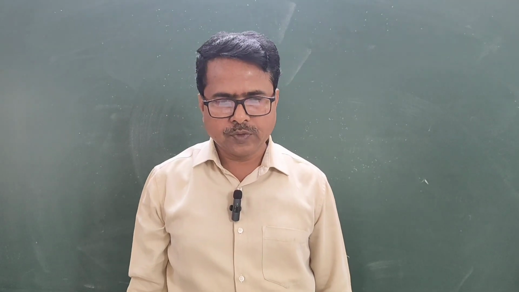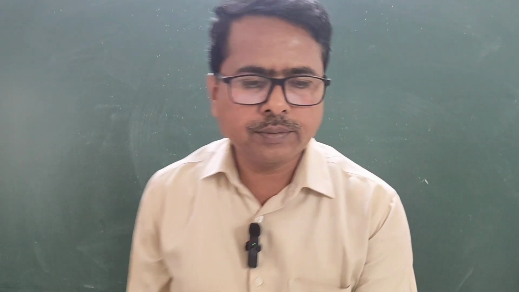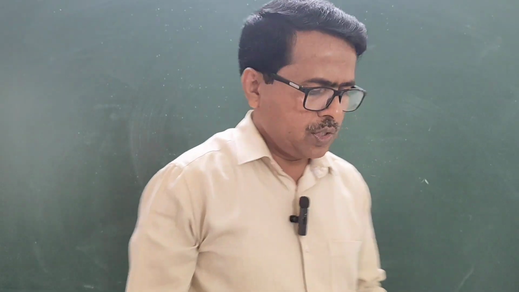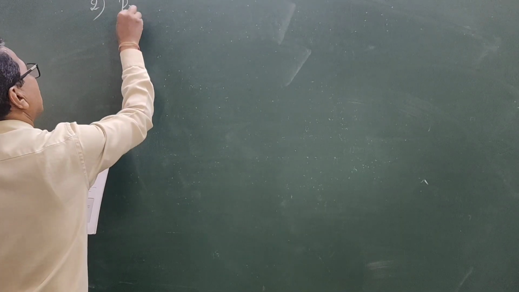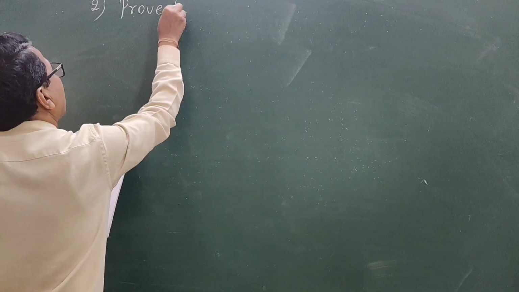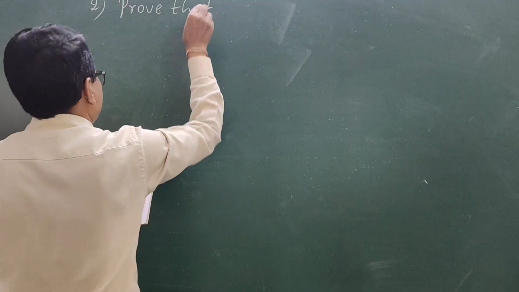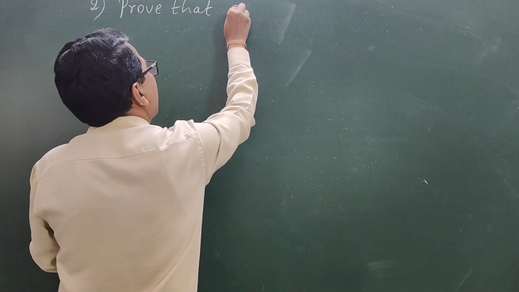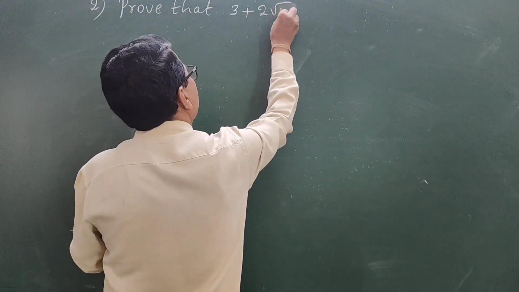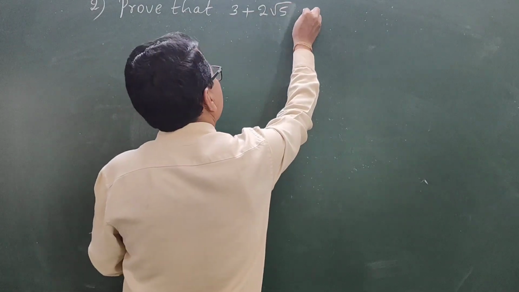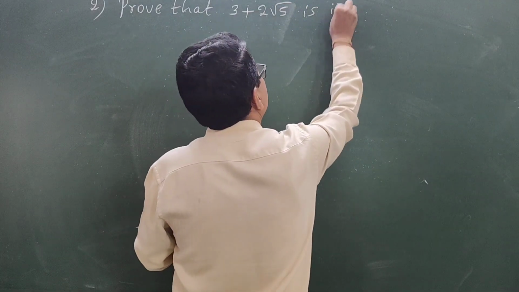In the exam, okay, students. Next question. Next question is: prove that 3 plus 2 square root of 5 is irrational.